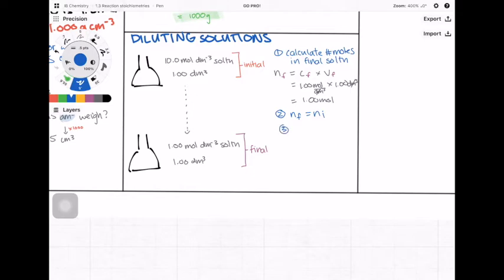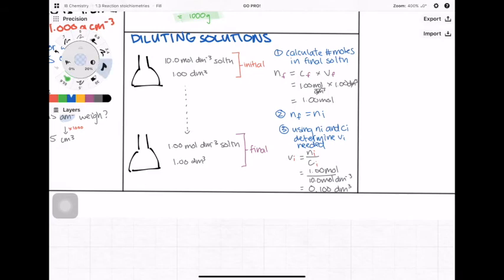So the amount of moles that we need to transfer from our initial solution is the amount of moles that's in our final. And using that number and the initial, more concentrated concentration, we can figure out how much of that very concentrated solution I need to add. Again, I've rearranged the concentration equation. Now I'm solving for volume. The volume that I need to take from my initial solution would be the number of moles divided by the concentration. Here we've already determined that's 1 mole, and we have a 10 molar solution. So overall, we need to add 0.1 decimeters cubed, or 100 centimeters cubed. Remember, converting between those is a factor of 1,000.